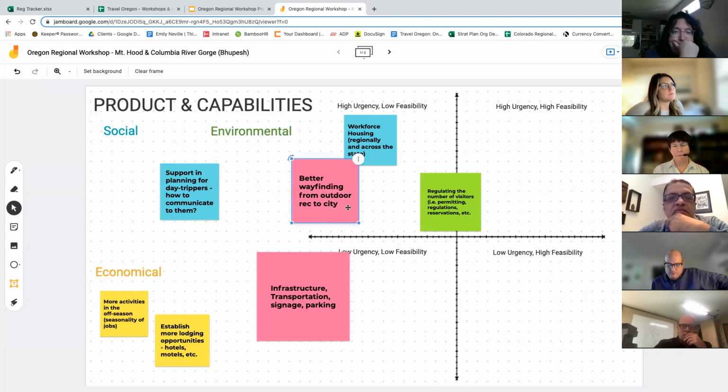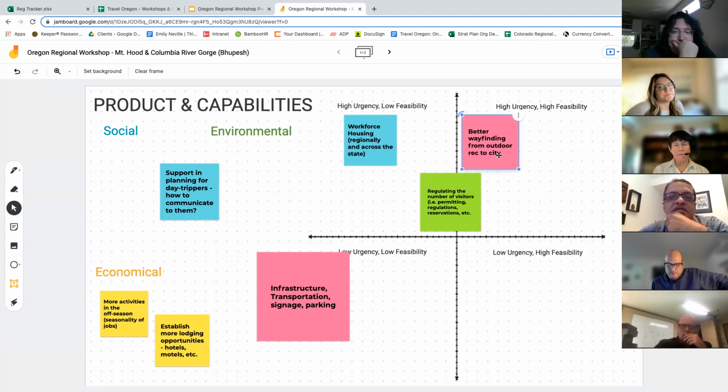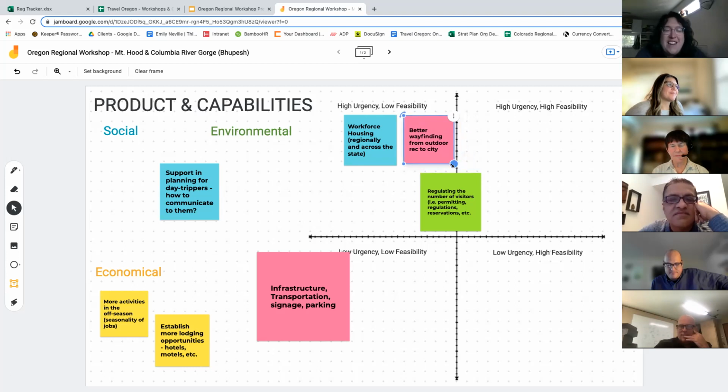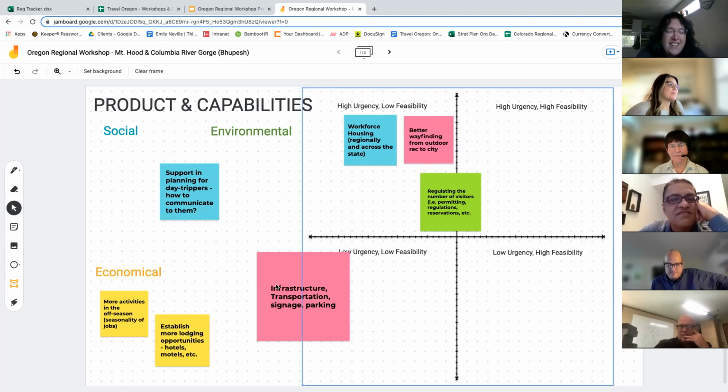Again, high urgency, low feasibility, it goes here. Yeah, according to me. What do you think, Lizzie? Are we at the right place? I think a lot of these are going to be lower feasibility, because if they were easy, they'd be done. From what I understand, wayfinding is challenging, especially in our outdoor recreation areas. So I think it's low feasibility, high urgency.